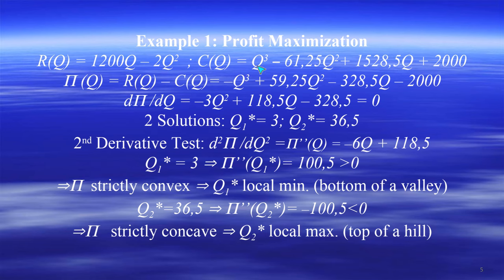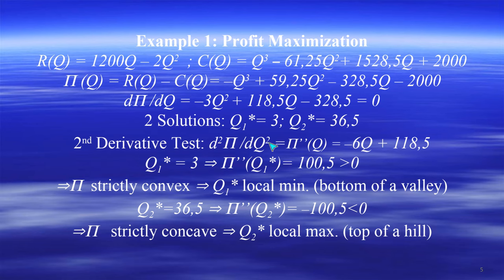C(Q), the total cost function, is Q cubed minus 61.25Q squared plus 1528.5Q plus 2000. 2000 is the fixed cost. The other part is the variable cost, depending on Q, as you know. All right. So the first thing to do is to form the profit function, which is total revenue minus total cost. When you multiply C(Q) by minus 1 and add to this, we obtain minus Q cubed plus 61.25Q squared minus 1528.5Q minus 2000 plus 1200Q minus 2Q squared.